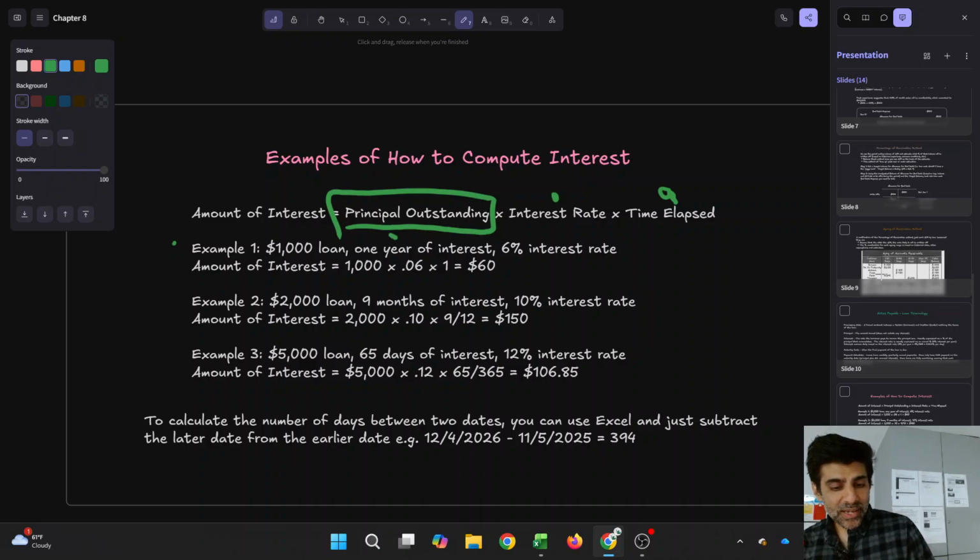How much is 1 year of interest? 6% interest rate. This is easy. It's the principal times 6% times 1 year, because this is the yearly interest rate, which is $60.